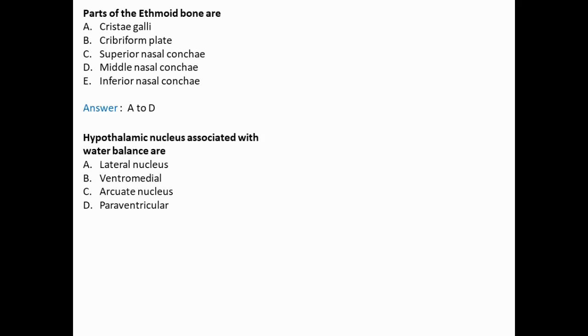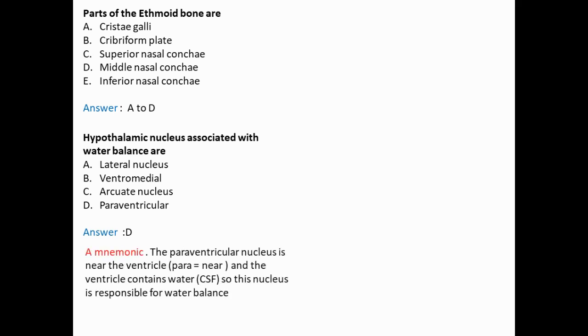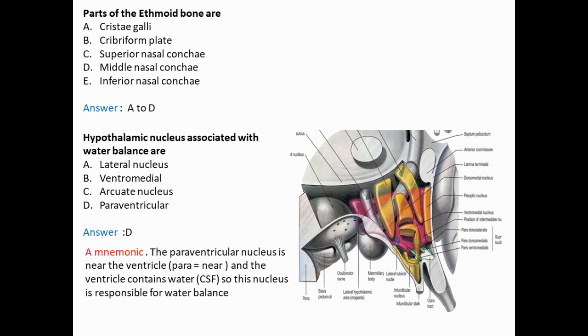Hypothalamic nucleus associated with water balance are lateral nucleus, ventromedial nucleus, arcuate nucleus, or paraventricular nucleus. Yes, the answer is B, paraventricular nucleus. To remember, you can use this mnemonic. The paraventricular nucleus is near the ventricle. Para equals near, and the ventricle contains water, CSF. So this nucleus is responsible for water balance. When you look at this diagram, you see the hypothalamic nuclei represented, and the paraventricular nucleus is this nucleus represented by the yellow circle.